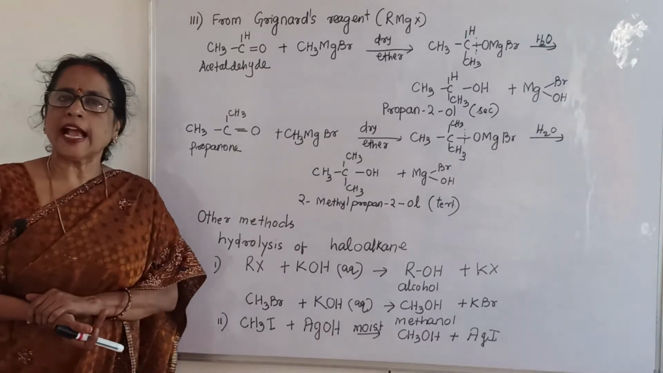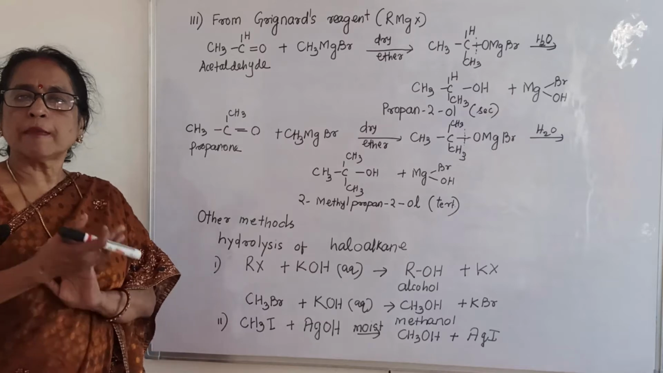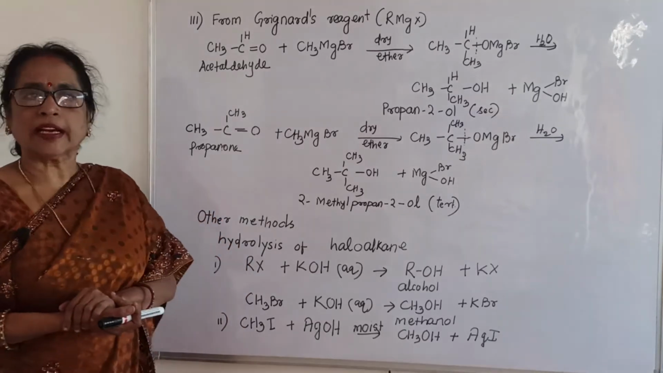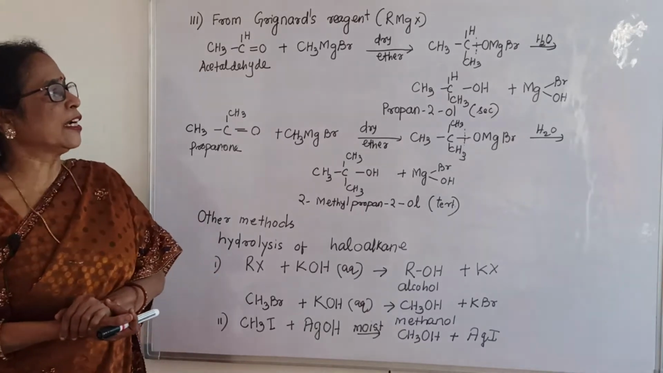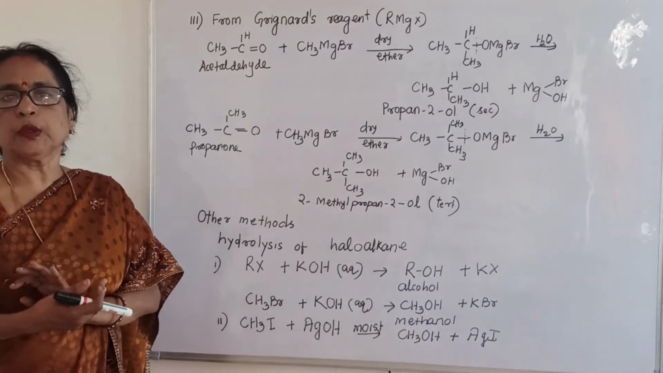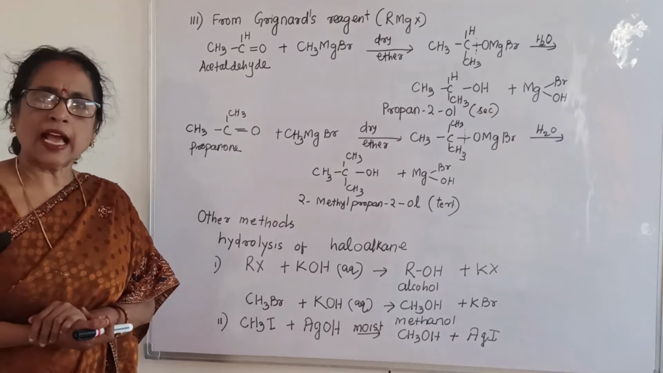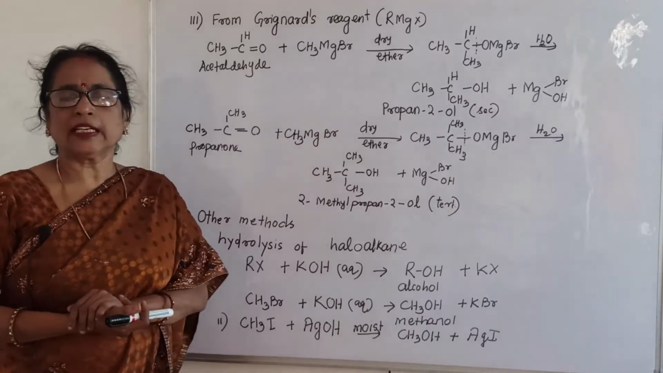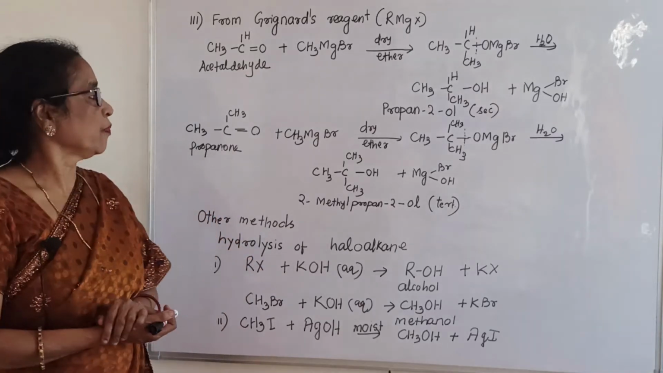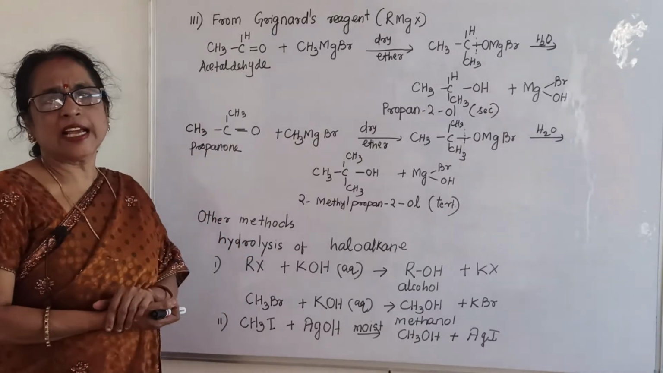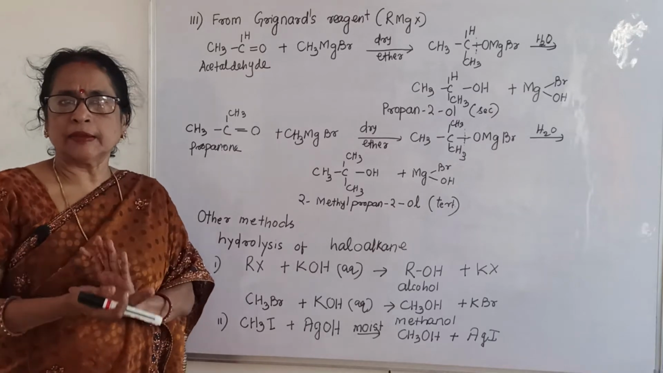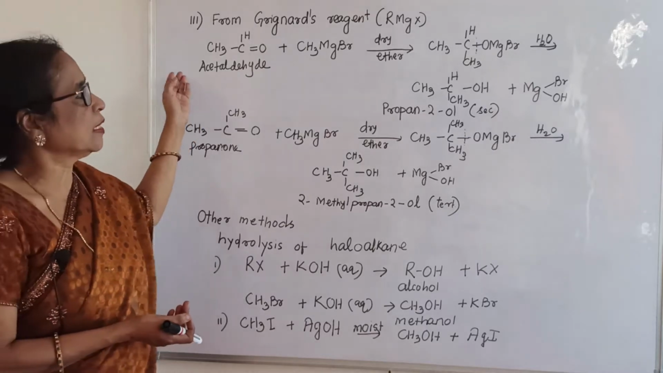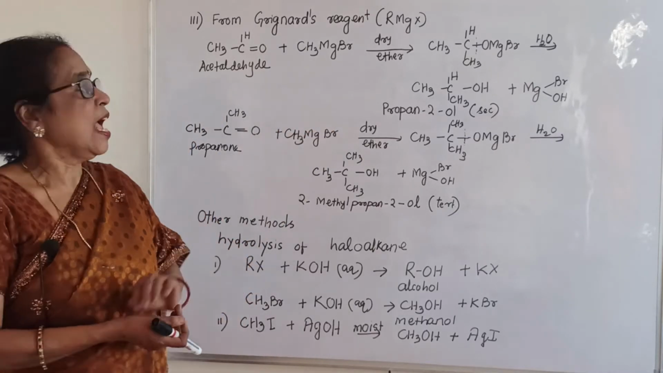I have already explained how formaldehyde reacts with one of the Grignard's reagents, that is methyl magnesium bromide. On further treatment with water, it produces ethyl alcohol. Ethyl alcohol is a primary alcohol, and the byproduct is MgBrOH. Now you will see acetaldehyde. Formaldehyde gives ethyl alcohol. Now see about acetaldehyde, which gives a secondary alcohol.